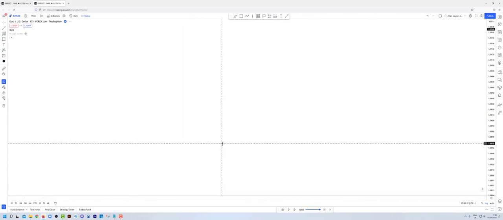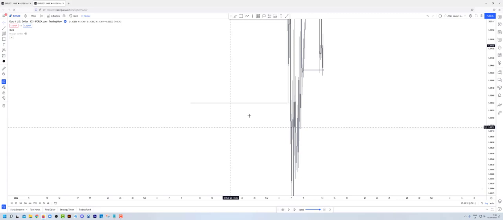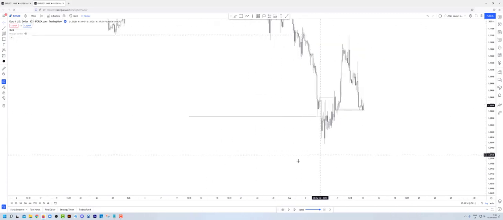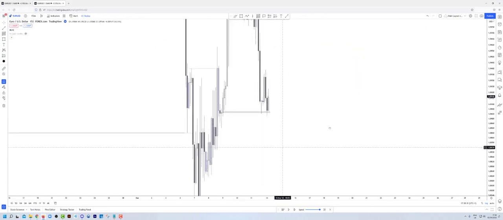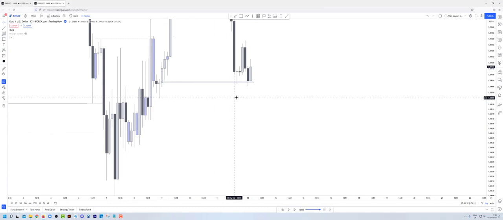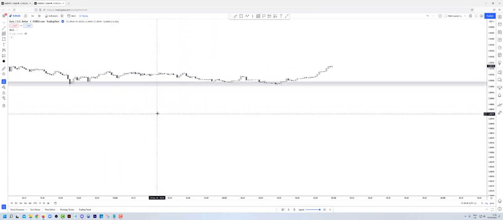If we look at the 15 minute again, in where we are, where have those other zones disappeared to?